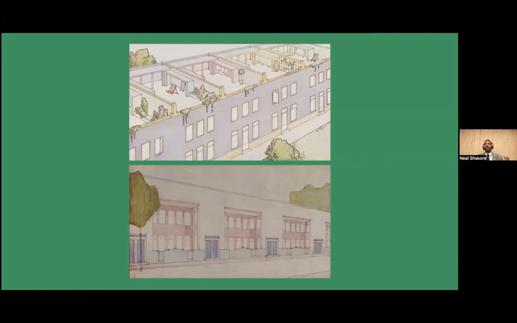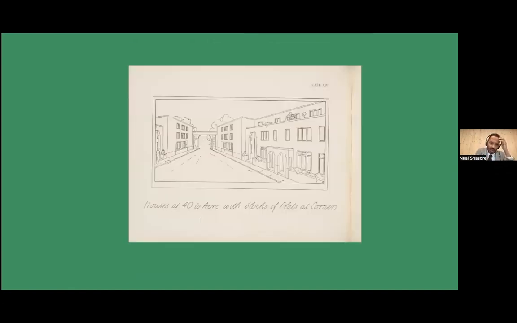And so again, I use Edwards to complicate some easy binaries between modernism and political progressivism versus traditionalism and conservatism operating in architectural culture at this time. These are just some images from a post-war publication called Modern Terrace Housing.